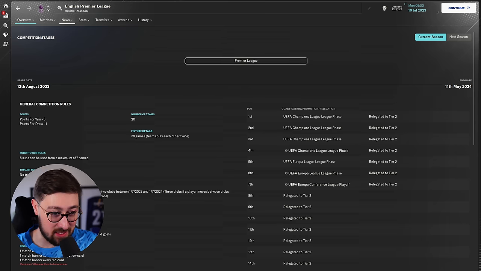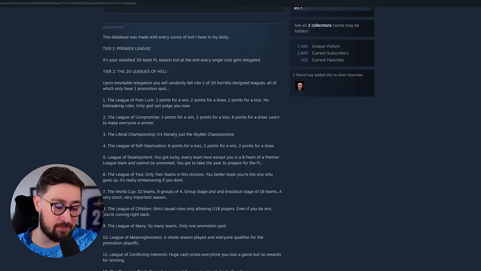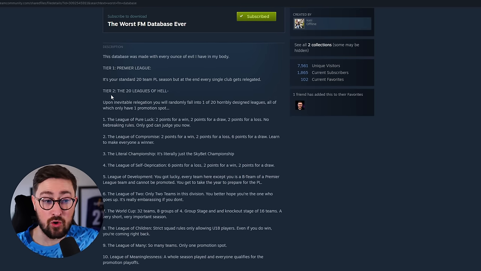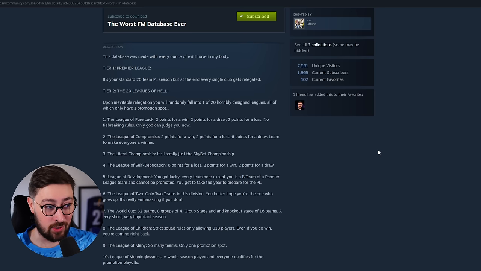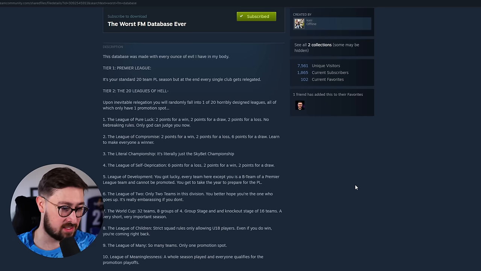And if you have a look at what tier two is, that is known as the 20 leagues of hell. And there are 20 different leagues here, horribly designed, all of which only have one promotion spot. We'll start with the top one, which is called the League of Pure Luck, where you get 2 points for a win, 2 for a draw, and 2 for a loss. Literally, it's just luck whether you get promoted or not in that league, or whether you get relegated from that league. There are 20 of these, all designed to be as mental and as crazy as possible.